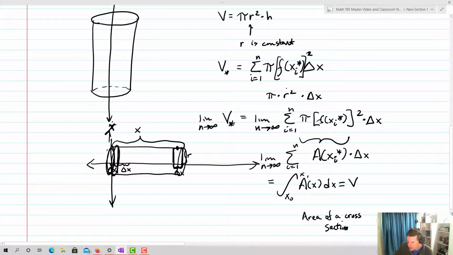And so the trick for this particular one is to figure out how do we find those areas of the cross-section? How do we visualize them? And basically what we're going to do is think about what the figure looks like and work from there.